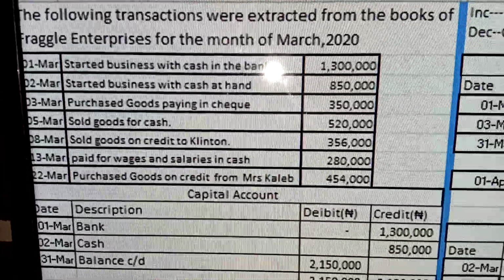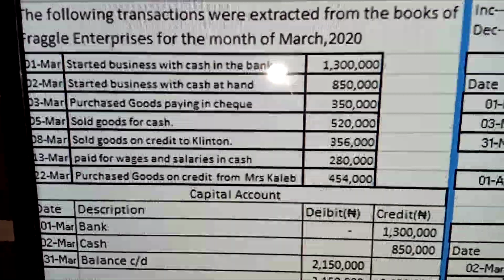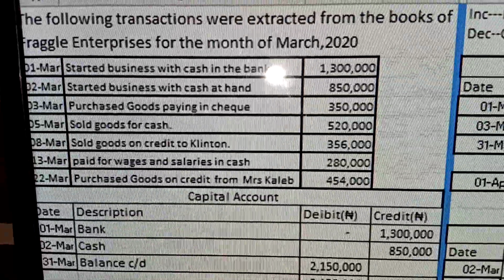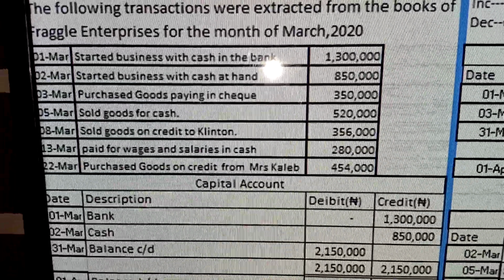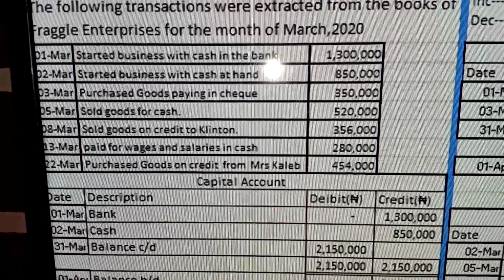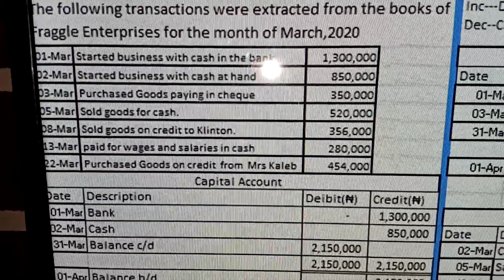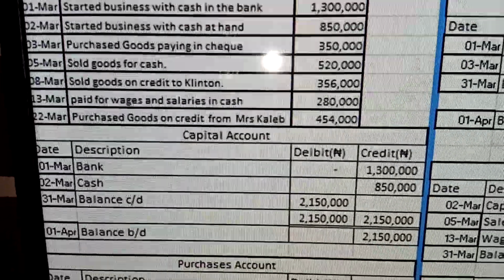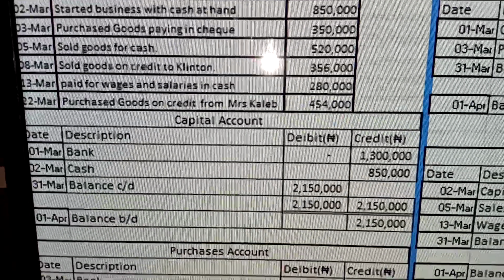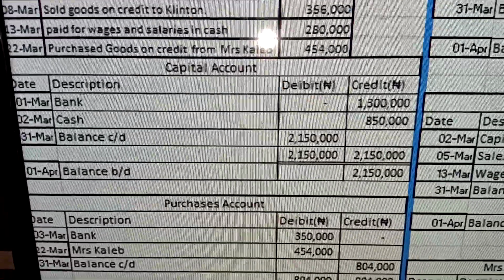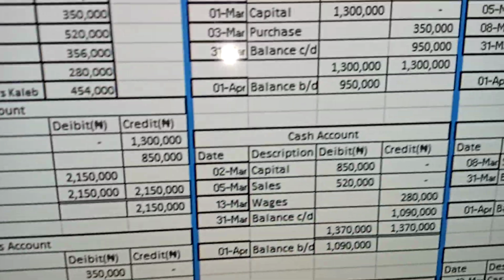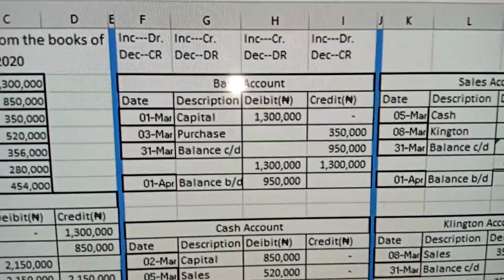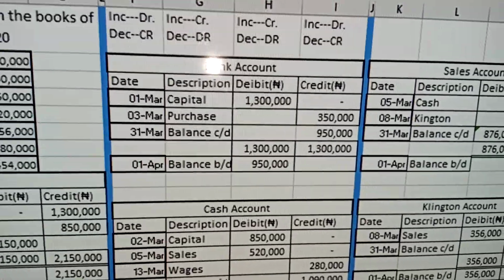Assets increases, they are debited. When your asset decreases, they are credited. When your liabilities increases, they are credited. When they decrease, they are debited. When your income increases, they are credited. When they decrease, they are debited. And when your expenses increase, they are debited. And when they decrease, they are credited.